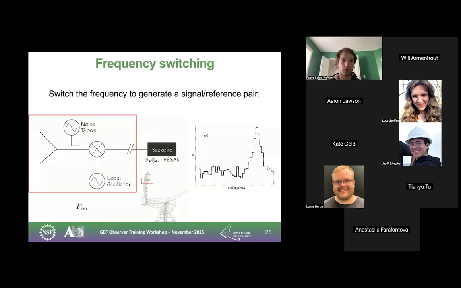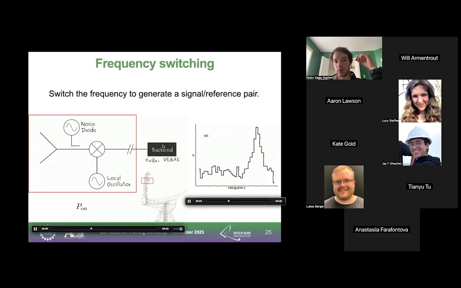Let's now quickly jump to frequency switching. So here the trick is we're not going to move the telescope, we're going to move the frequency, right? So when we have the signal coming in, we saw before, we mix it with a local signal, the local oscillator, so that then we can sample it at our backend or recorder, right?